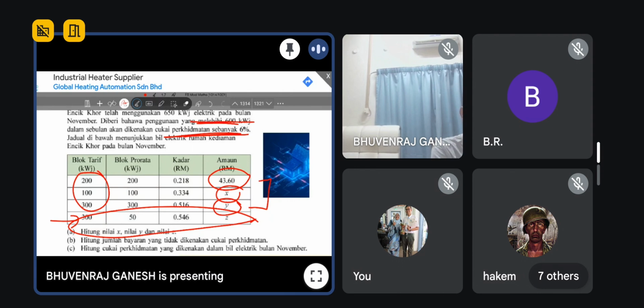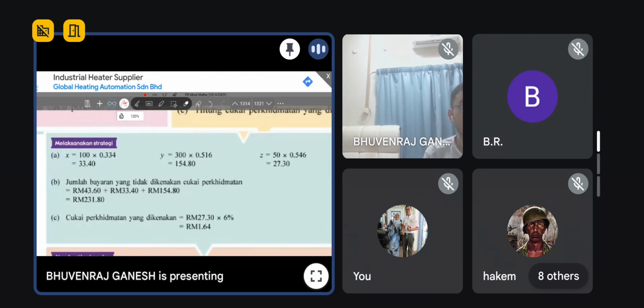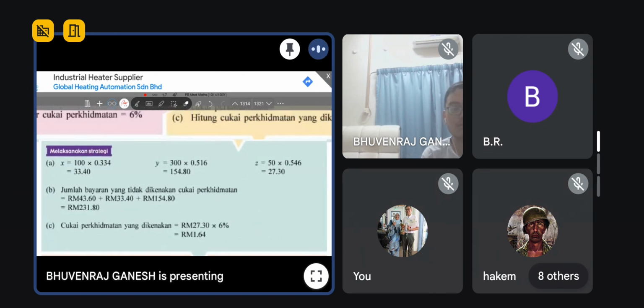All right. So now last one, they want the total bill for November. So how do we find that answer? They want to know how much service tax. Sorry, not total bill, only the service tax. Berapa cukai yang kena bayar? Okay, very good. So basically, you take your Z value times 6%, because only your Z value will kena the tax. Others don't have tax, tak ada cukai. So your answer will only be Z times 6%. So this will be your answer. Okay, for part C, 1.64.